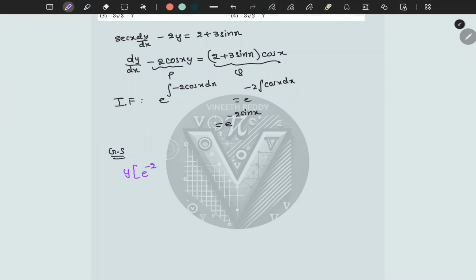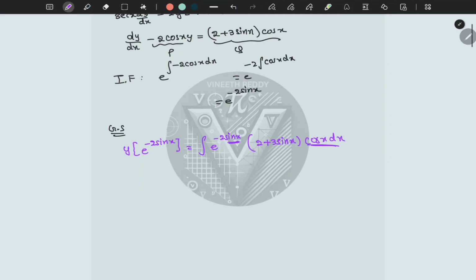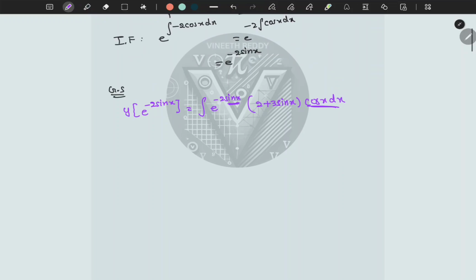y into e power minus 2 sin x is equals to integral of e power minus 2 sin x into 2 plus 3 sin x into cos x dx. So students, here you should be aware of this fact: whenever there is sin x and cos x dx, naturally one thought should come to your mind, that is use substitution. So let sin x is equals to t. Now on differentiating both sides with respect to x, we get cos x into dx is equals to dt, right? We will write the LHS and then the RHS. Here we get e power minus 2t into 2 plus 3t dt, right?